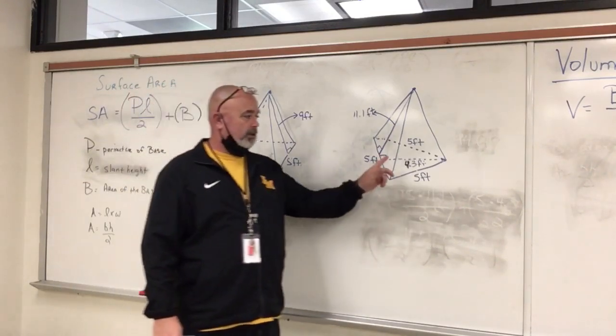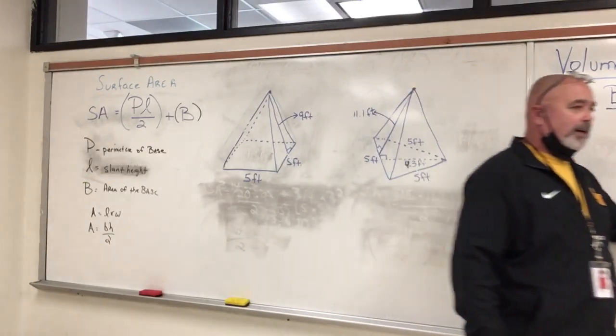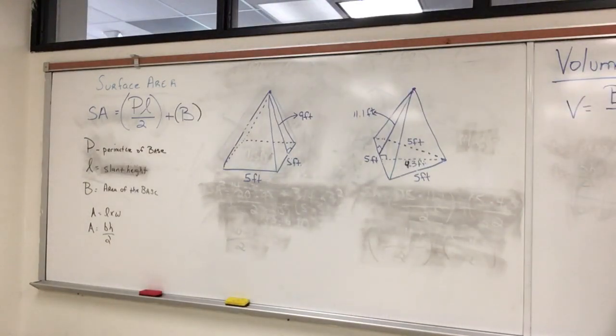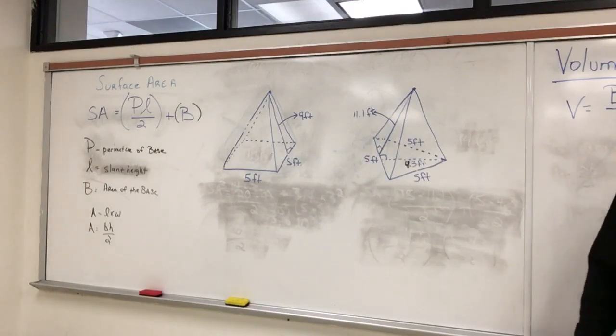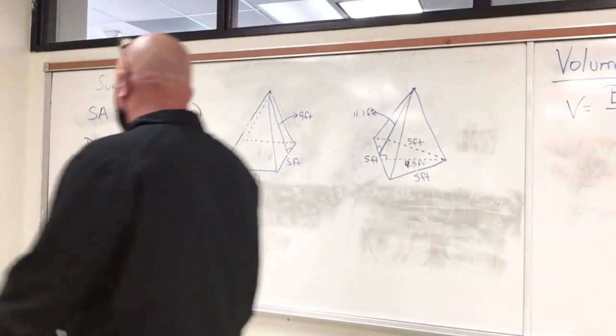Square, triangle, rectangle, triangle. Okay, you understand? That's what it's sitting on. The base is the butt. Okay? All right, we're going to talk about surface area.